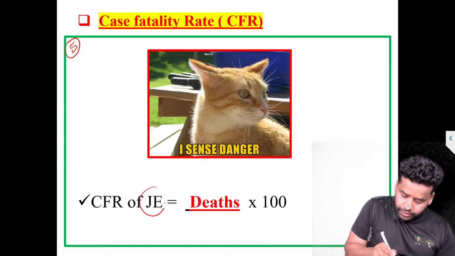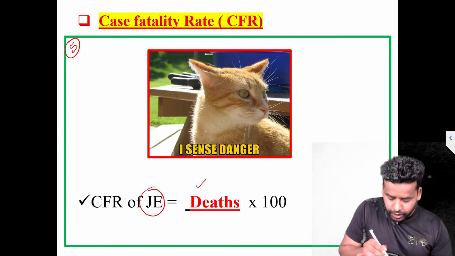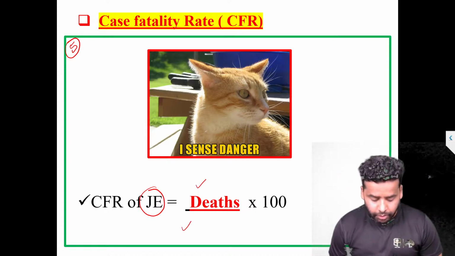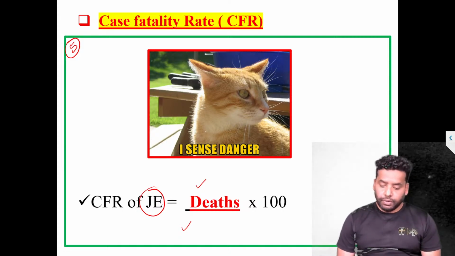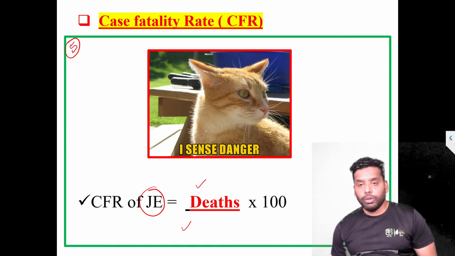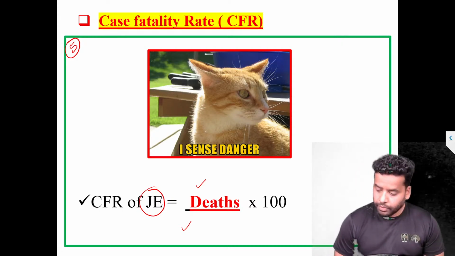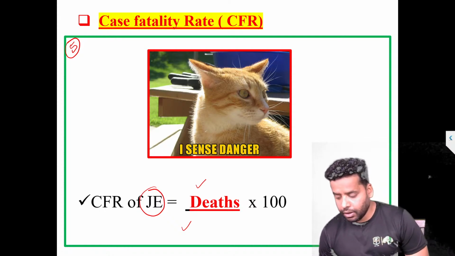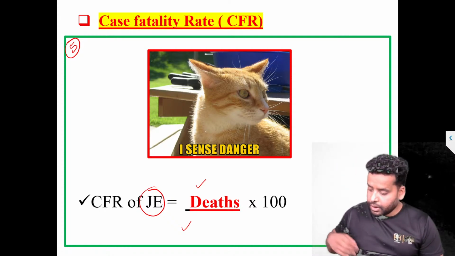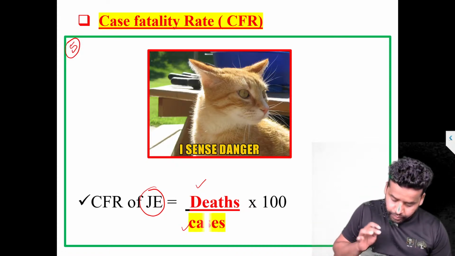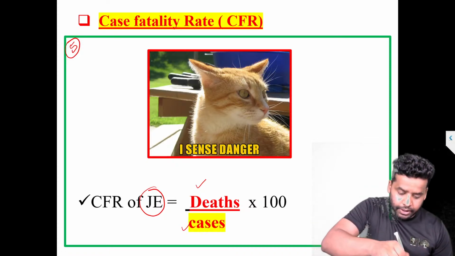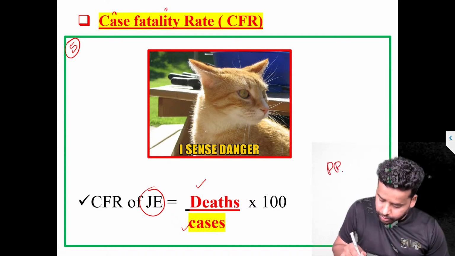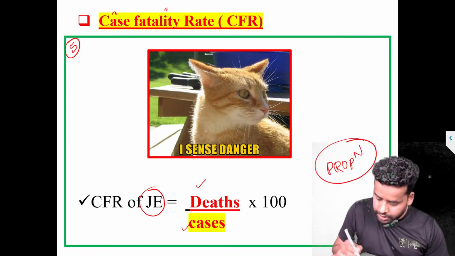Case fatality rate of Japanese encephalitis. What is the numerator? What will be the denominator? The numerator is deaths. What will be the denominator? Cases. Yes. Case fatality, the word says case fatality. It is a proportion. Always remember, expressed in percentage.